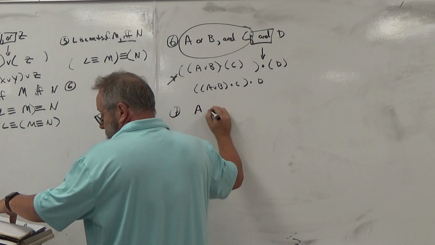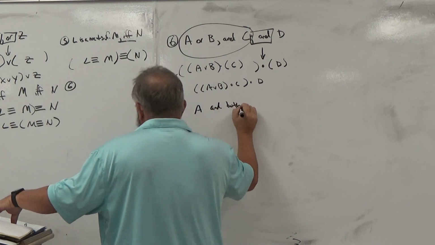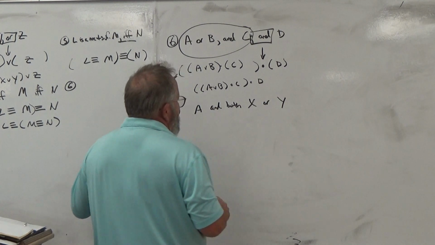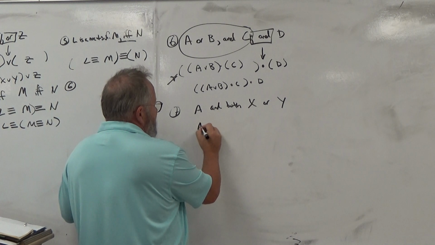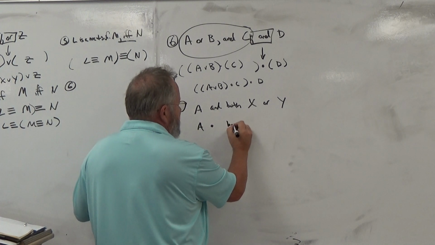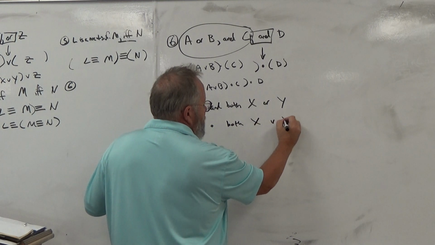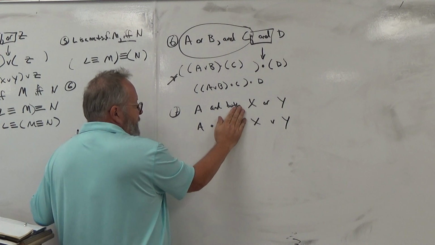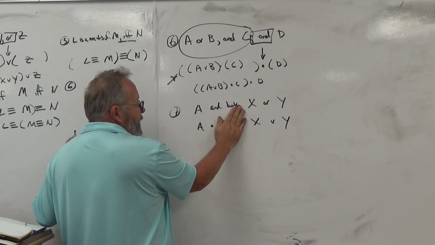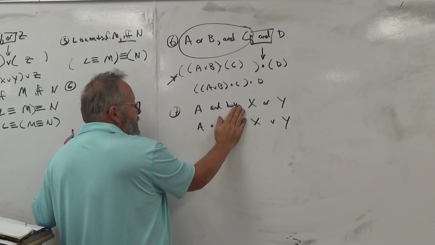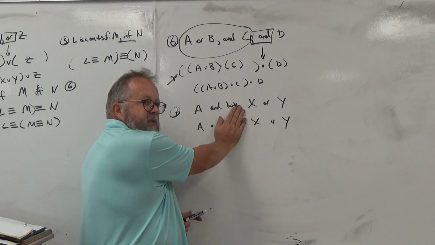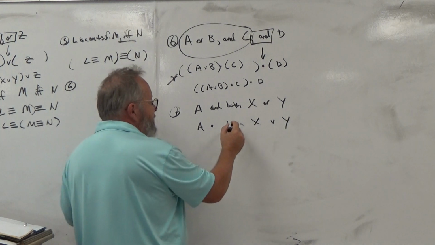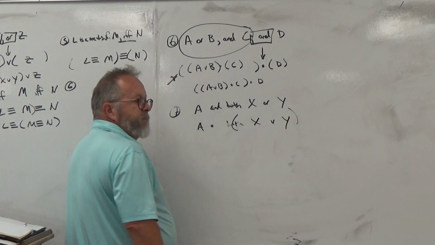7. A, and both X or Y. Now, let me just do this, A and both X or Y. So now, if I just, never mind the word both for a second, A and X or Y, if I had that, that would not be a well-formed formula because we don't know whether the X should be with the and or the X should be with the Y. Does everybody understand that?